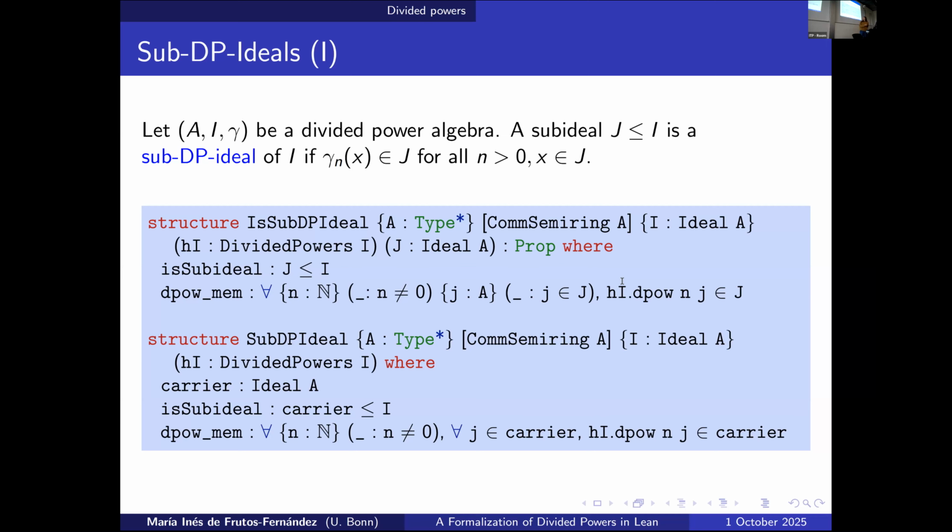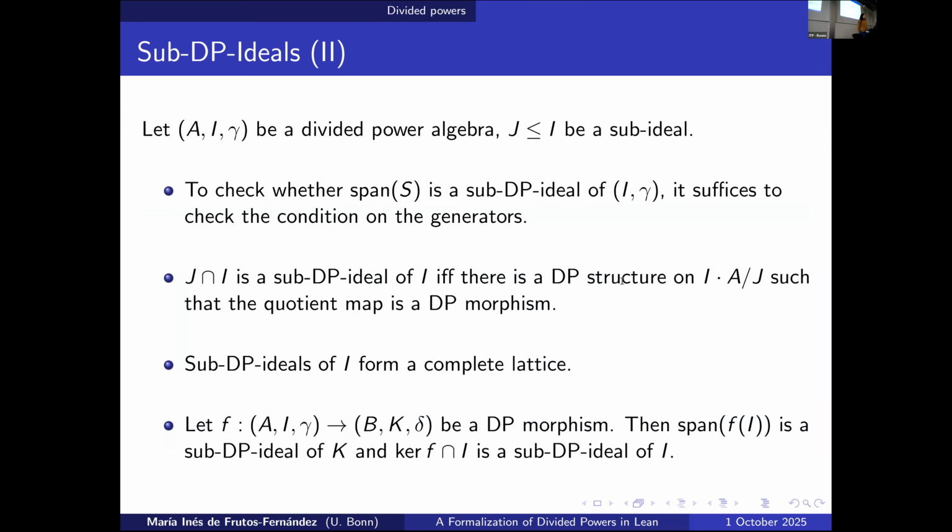But we also provide the bundled version, so the version where you have the ideal together with these two conditions, because, for example, we wanted to prove that sub-divided power ideals form a complete lattice, and for this, we need to have the bundled definition. We proved many properties of sub-divided power ideals. This is only a subset of them. But for example, if we want to check that the span of S is a sub-divided power ideal of I, we just need to check some condition on the generators.